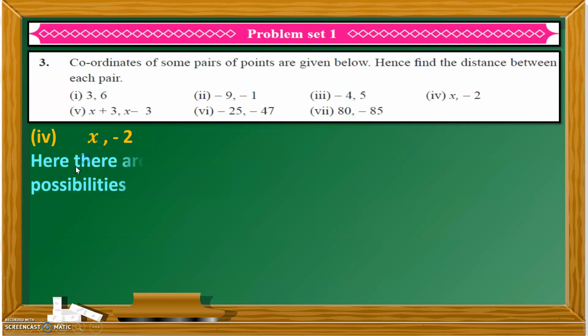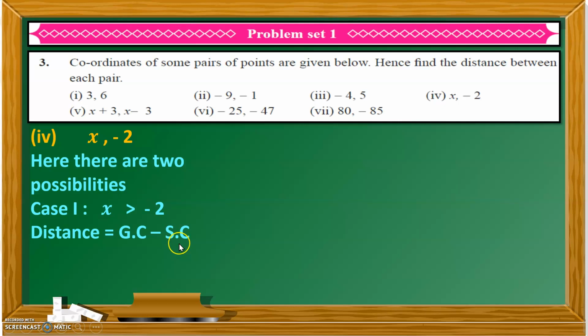Now here there are two possibilities. Which are the two possibilities? Case 1, when x is greater than minus 2. Because x is a variable, we do not know which one is greater. x could be greater than minus 2 or x could be less than minus 2. So we will take one case at a time. When x is greater, we know that distance is greater coordinate minus smaller coordinate, which is equal to x minus of minus 2, which is equal to x plus 2 units.